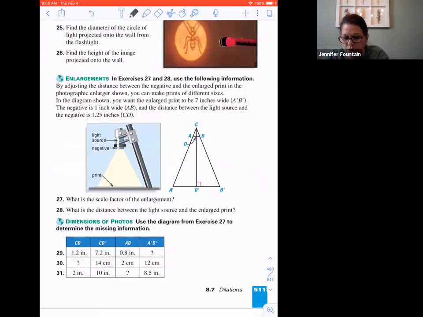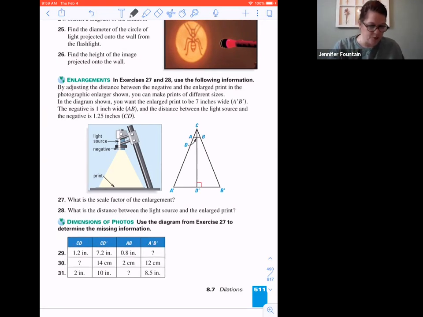27, find the scale factor of the enlargement. It has given you information in the directions on what to label as what. I would recommend drawing it, labeling it. And then 29 and 31, again, we are using the diagram from 27 to determine the missing information, okay? So you're using your scale factor to be able to find these missing numbers.